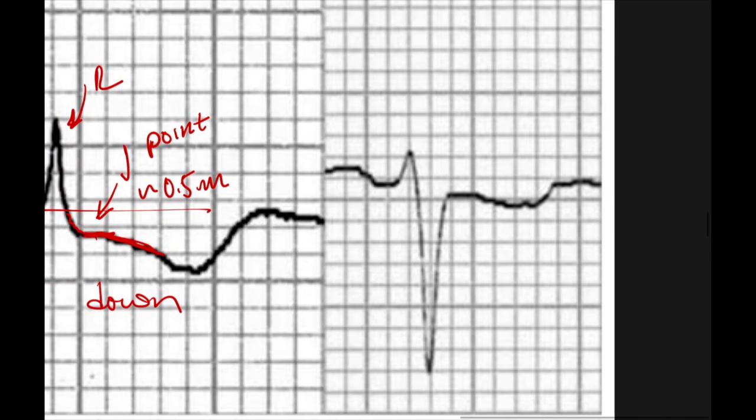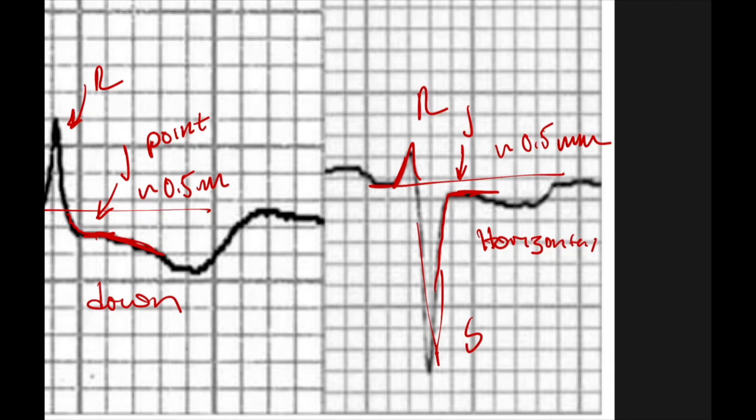In the last example, we have the tiny R wave, nice S wave, and as we come up and we flatten, it looks to be horizontal. So that flat is that J point. If we take this as our baseline, we have probably just about 0.5 millimeters of horizontal ST depression. Well, actually, this may be downward sloping, if this is the T wave right here.